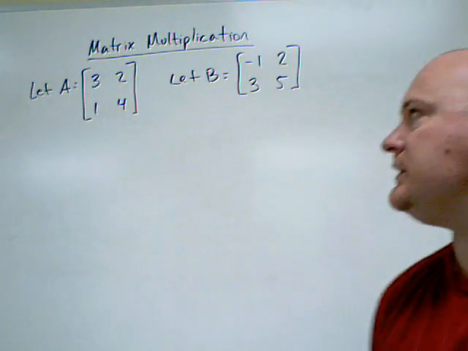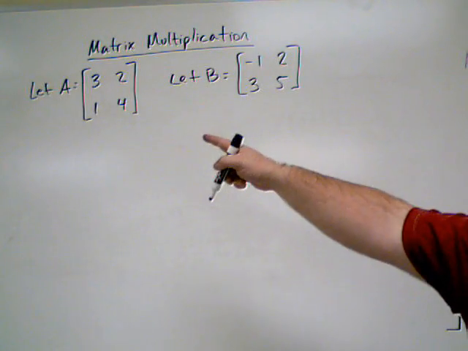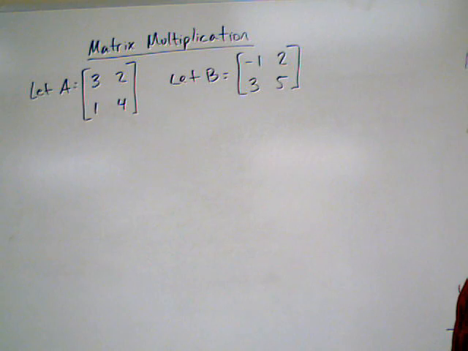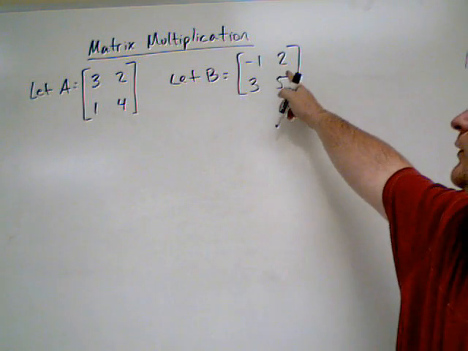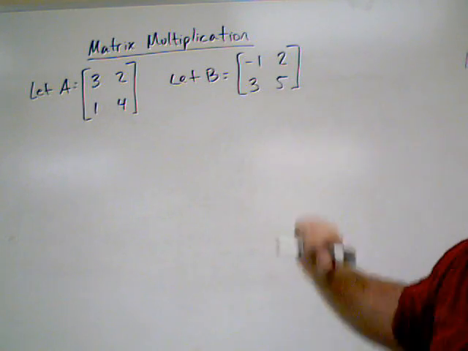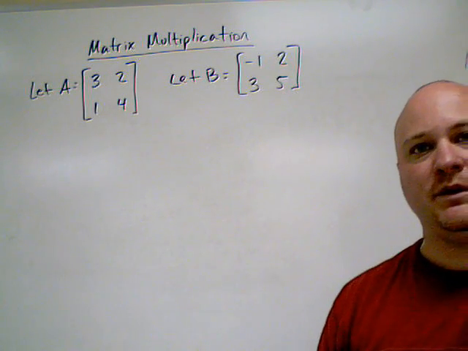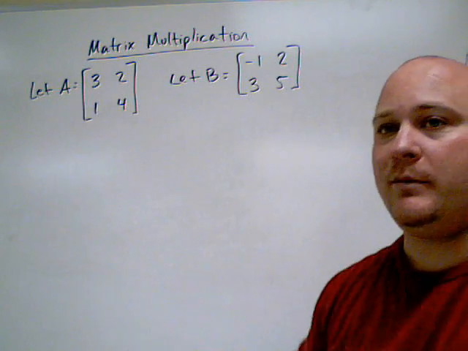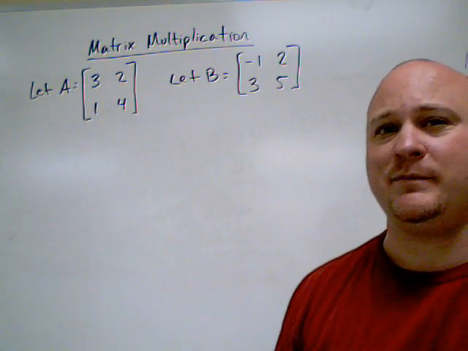Okay, we're going to use an example here. We're going to let matrix A equal [3, 2; 1, 4], and matrix B equal [-1, 2; 3, 5]. We want to multiply these two together. Now, we know we're going to be able to multiply these because of the same dimensions.